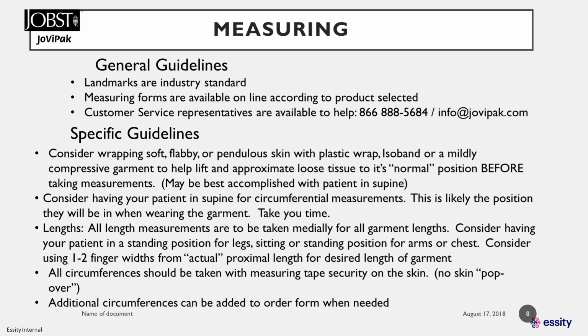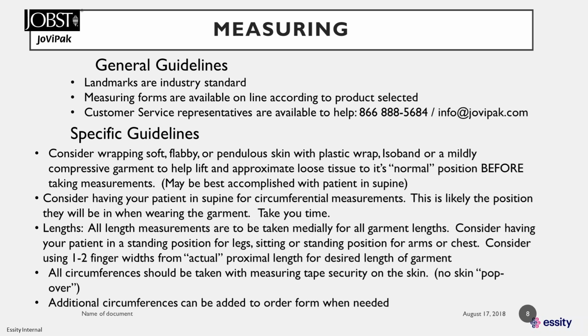Consider wrapping soft, flabby, or pendulous skin with plastic wrap, ISOBAND, or a mildly compressive garment to help lift and approximate loose tissue to its quote-unquote normal position before taking measurements. It may be best to accomplish this with the patient in supine. Consider having your patient in supine for circumferential measurements in almost all cases, as this is likely the position that they're going to be in when they're wearing that garment. Again, take your time.